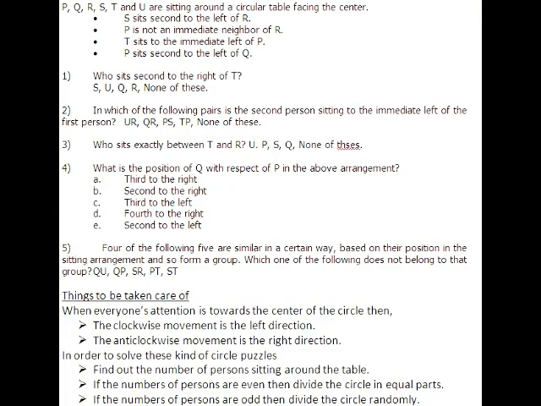The question says P, Q, R, S, T and U are sitting around a circular table facing the center. For this question there are four conditions. The first condition is S sits second to the left of R, P is not an immediate neighbor of R, T sits to the immediate left of P, and P sits second to the left of Q. Based upon these four conditions there are 5 different questions and we have to answer these 5 questions.